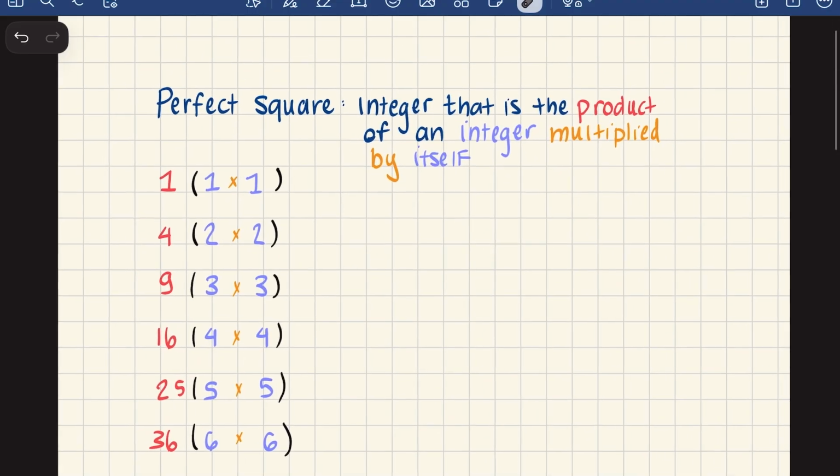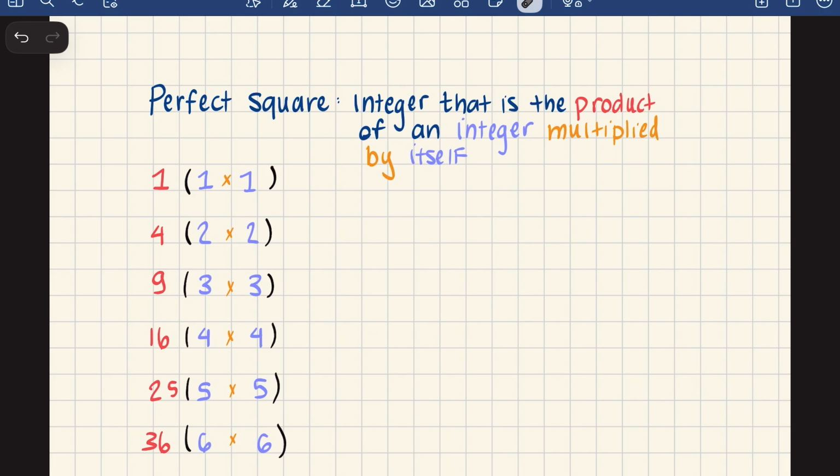So I've color-coded it for simplicity. If we look at the easiest example, 1. 1 is the product of the integer 1 multiplied by itself. If we look at 4, 4 is the product of the integer 2 multiplied by itself. If we look at a different perfect square, say 36, 36 is the product of the integer 6 multiplied by itself.